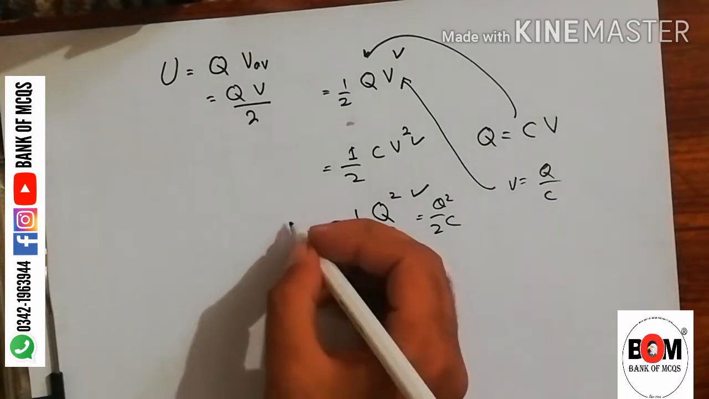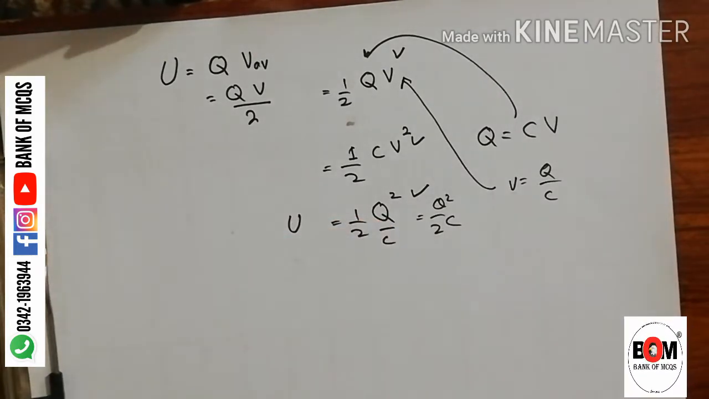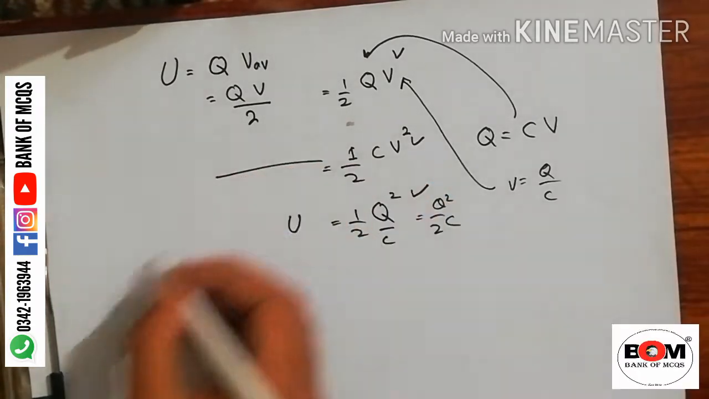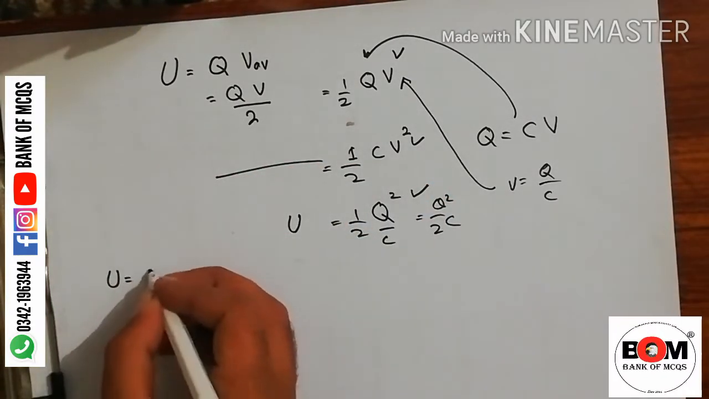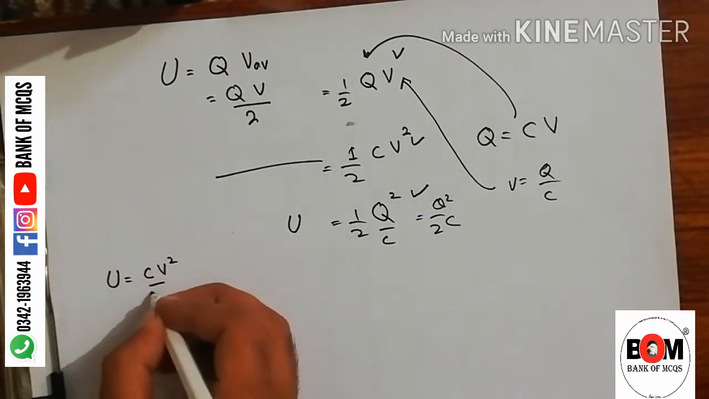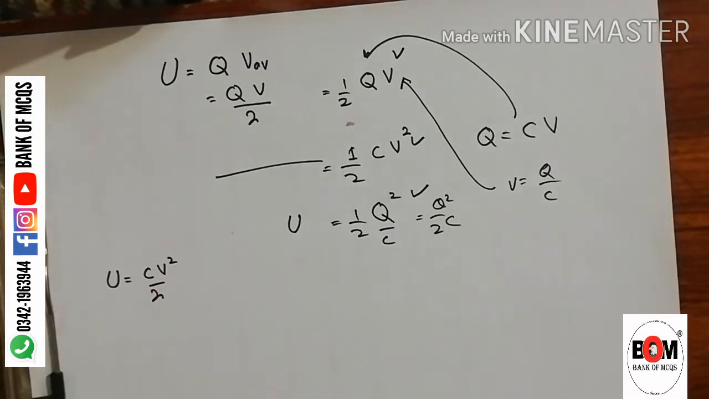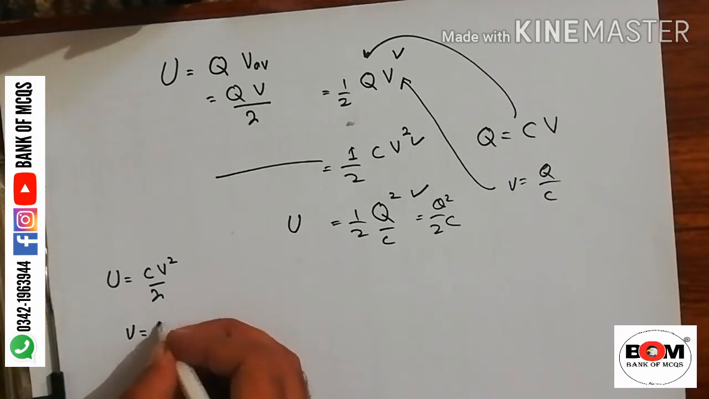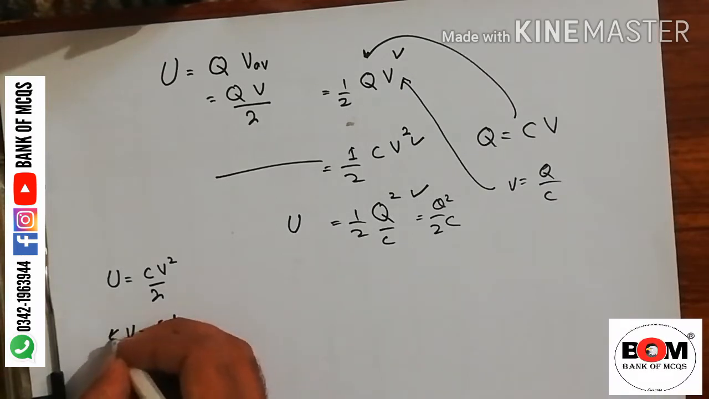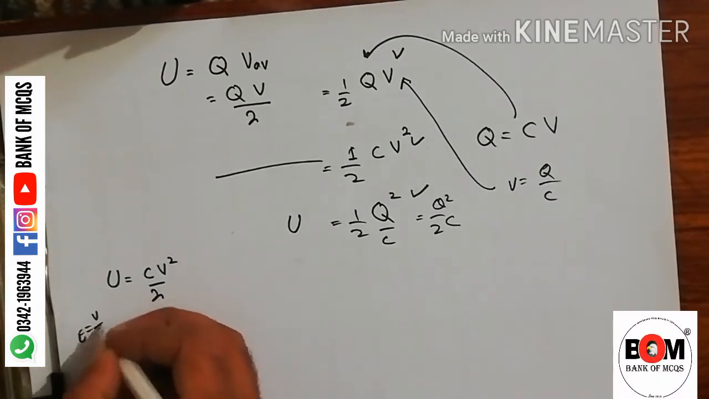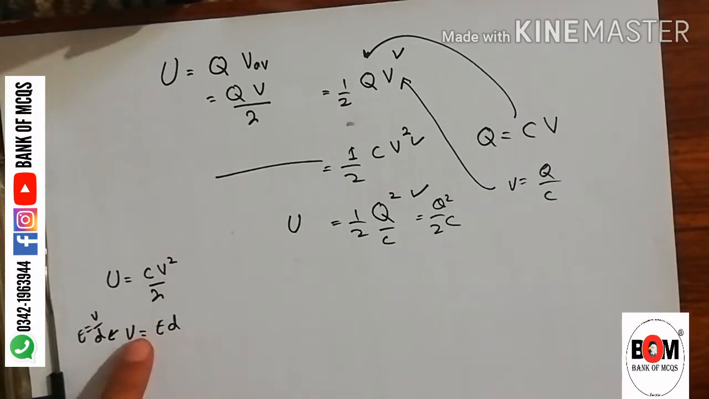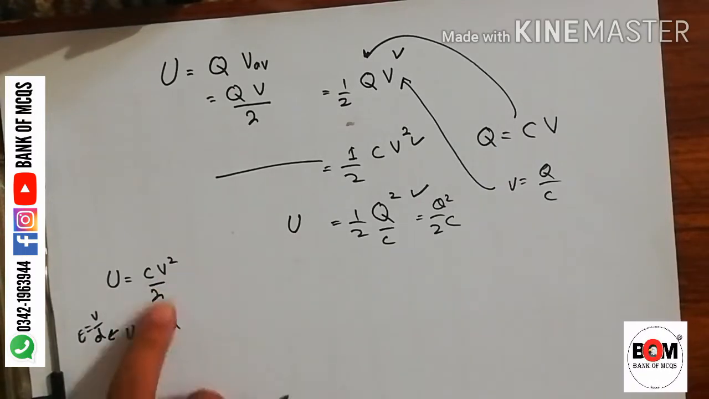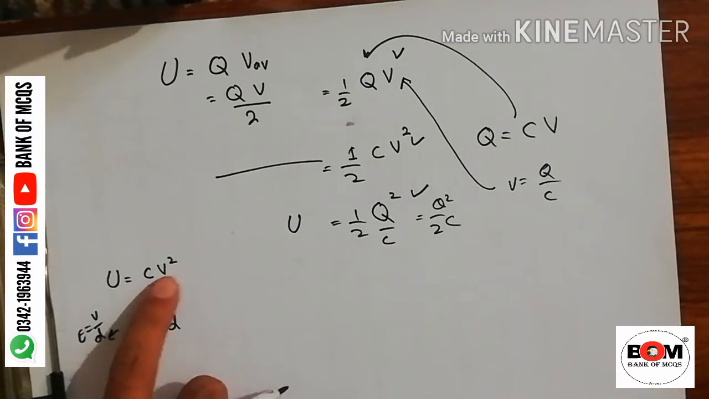So this is the equation for energy. Now we know that U is equal to CV square by 2. Also we know that V is equal to Ed. This is where we get it from: we know that E is equal to V divided by d. So V is equal to Ed. So we will put V is equal to Ed. This is squared, so we will get E square d square.